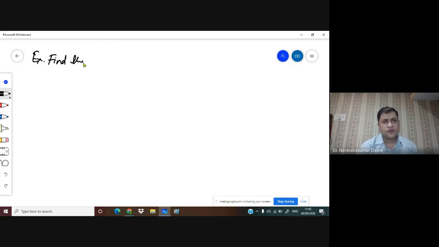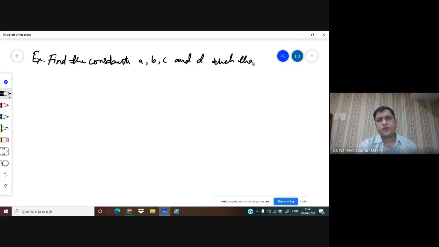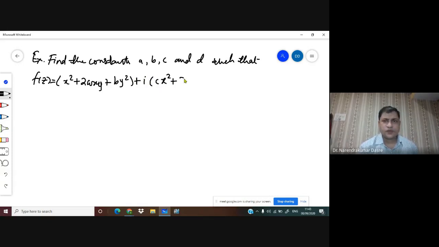Find the constants a, b, c, and d such that f of z is equal to x square plus 2axy plus by square plus i times cx square plus 2dxy plus y square is analytic. So this function is going to be analytic.